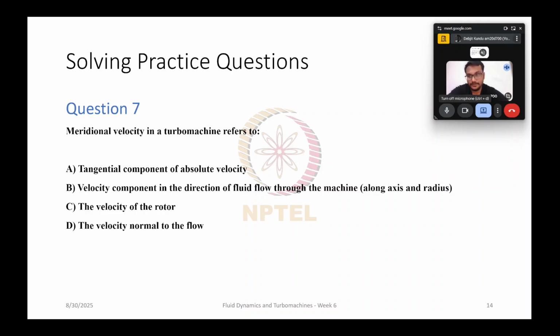Okay, so what does the meridional velocity in a turbo machine refer to? Is it option A, the tangential component of absolute velocity? Option B, the velocity component in the direction of fluid flow through the machine? It could be along the axis or the radius or a combination of both, depending on whether it's an axial flow, a radial flow or a mixed flow machine. Option C, the velocity of the rotor, runner, impeller, blade, whatever you call it? Or option D, the velocity normal to the direction of the flow?